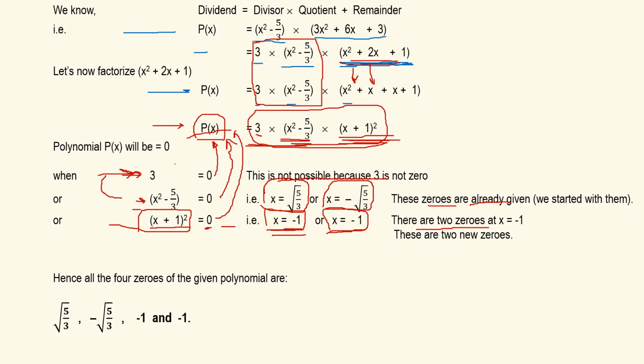Hence we can write all the four zeros of the given polynomial. The first zero is square root of 5 by 3, the second zero is minus square root of 5 by 3, the next zero is minus 1, and the next zero is minus 1. So we can say that we have found the additional zeros of the polynomial as minus 1 and minus 1.